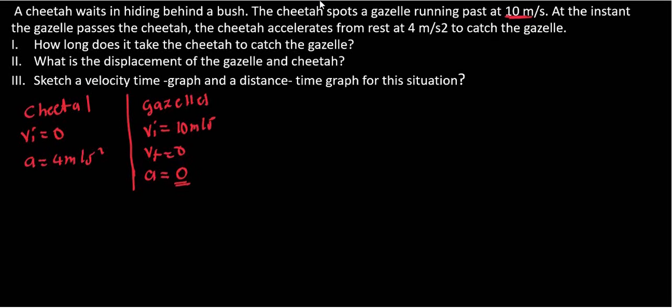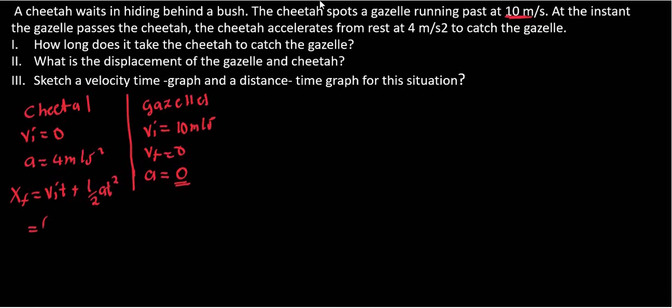Okay, now we will need to find the equation of the cheetah and we also need to find the equation of the gazelle. So how do we do that one? We have to say displacement final equal to v_i t plus 1 over 2 a t squared.